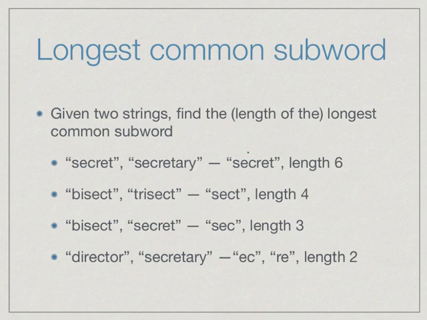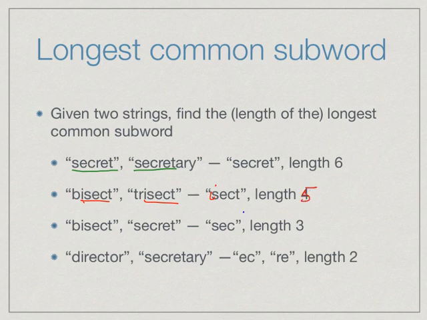So this is a problem involving words. What we want to do is take a pair of words and find the longest common subword. So for instance, here we have secret and secretary, and secret is already inside secretary, and clearly since secret is the longest word in secret itself, the longest subword that is common is the word secret, and it has length 6. If we move to the next thing, bisect and trisect, then actually this should be isect. This is a mistake, which has length 5.